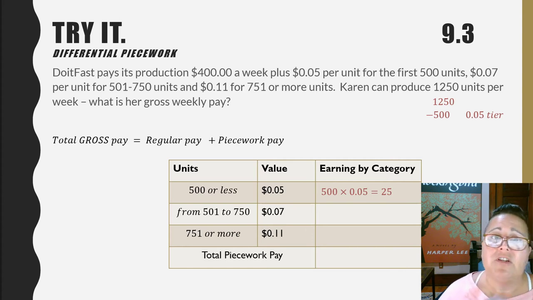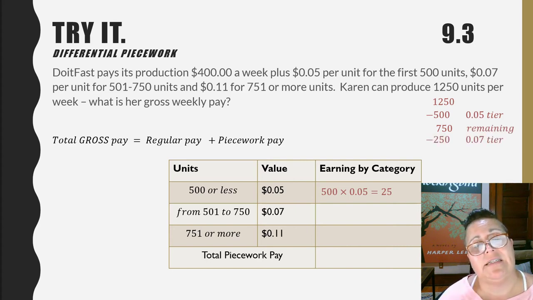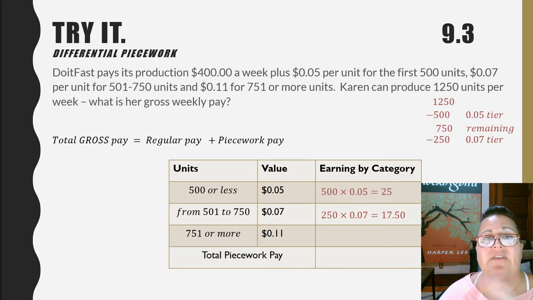Now, she made up more than that. There are still 750 pieces left to be paid for. So the next 250 pieces are on the 7-cent tier, right? So she's going to fill all of those on the 7-cent tier. So if we do 250 times 7 cents, that's $17.50. So she's going to get an additional $17.50 for filling up the second tier.